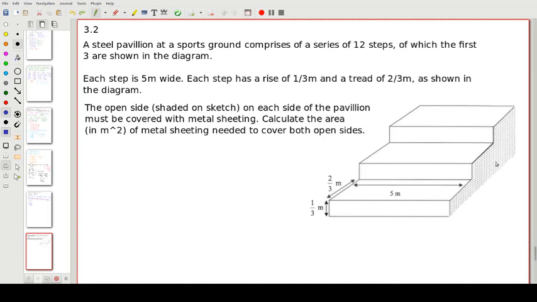So this is the open side, shaded in the sketch. On each side of the pavilion must be covered with metal sheeting. Calculate the area in meters squared of metal sheeting needed to cover both open sides. So what we need to do is find the area of this and multiply it by 2, because that's the same as the area on the other side.